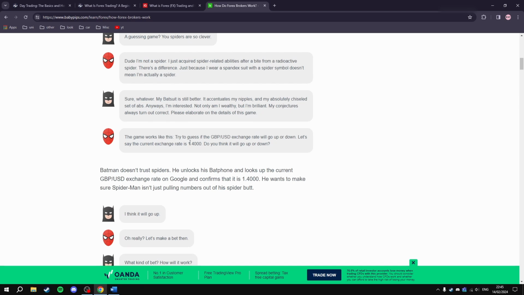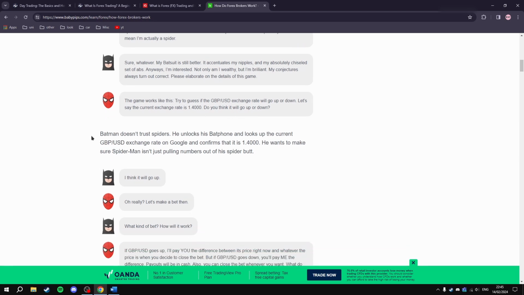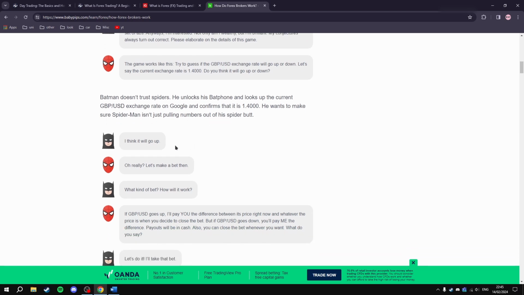"This game works like this. Try to guess if the GBP/USD exchange rate will go up or down. Let's say the current exchange rate is 1.4. Do you think it will go up or down?" Batman doesn't trust spiders. He unlocks his bat phone, looks up the current GBP/USD exchange rate on Google, and confirms that it is 1.4. He wants to make sure Spider-Man isn't just pulling numbers out of his spider butt. "I think it will go up."